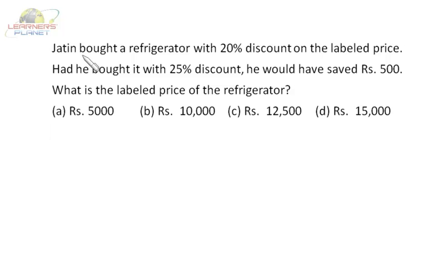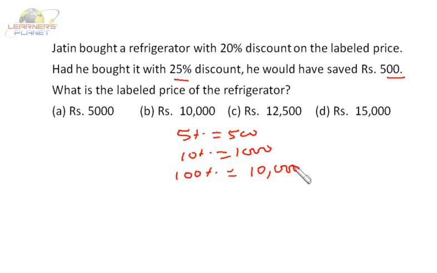Now friends, let's see this problem. Jatin bought a refrigerator with 20% discount on the labeled price. Had he bought it with 25% discount, he would have saved rupees 500. Okay, now what is the labeled price of the refrigerator? Friends, the difference in discount is 5% and that is equivalent to 500. Okay, and discount is always calculated on the labeled price. So this 5% is actually 500. That means 10% is 1000. That means 100% is 10,000. Okay, 5% is 500, 10% is 1000, 100% is 10,000. That is the marked price.